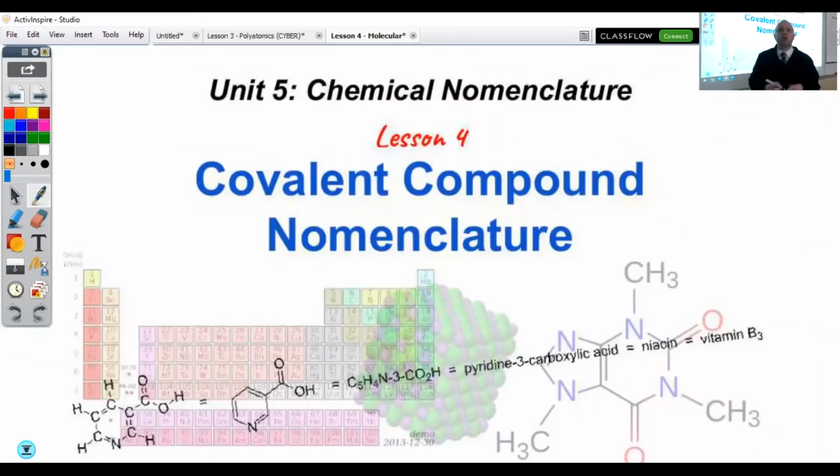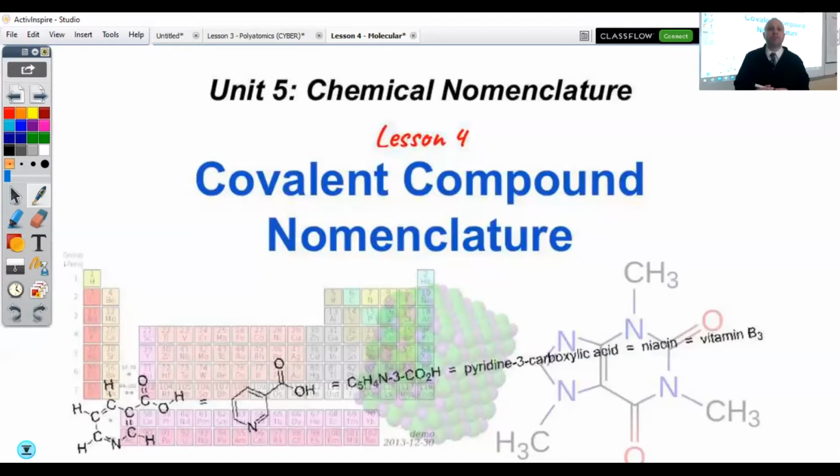Hi everyone, welcome to lesson 4, which is on covalent compound nomenclature. In this section, we're going to talk about naming compounds where both elements are found on the right side of the periodic table. The naming methods that we use are going to be completely different from what we've been doing with ionic compounds. There will be no charges, polyatomics, metals, or least common multiple finding when we do these problems.